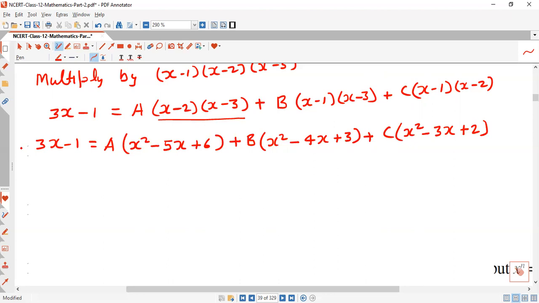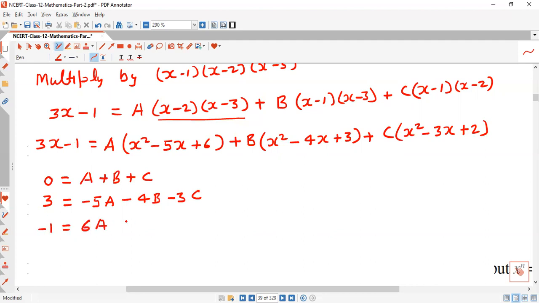Coefficient of x square first. There is no x square on the left hand side. It is 0 equal to a x square plus b plus c, so a plus b plus c equal to 0. Second, you see the x coefficient is 3 on the left, and on the right hand side the x coefficient is minus 5a minus 4b minus 3c. And the constant on the left side is minus 1, and here it is 6a minus, this one we say constant, 3b, plus 2c.